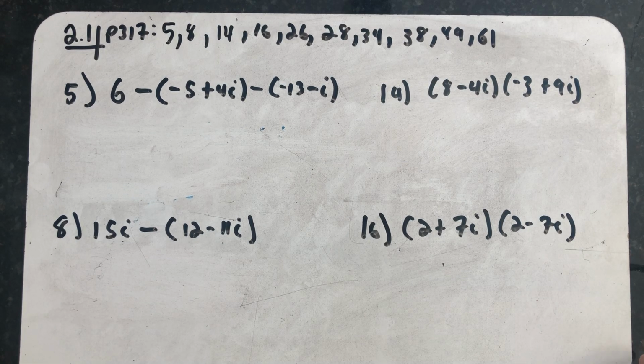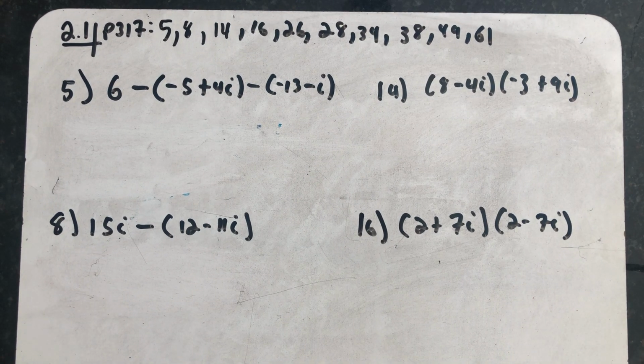Let's do some problems out of section 2.1 of our textbook that help us work with complex numbers. So I want to do these problems off page 317. We'll start with these ones. So here, number 6, the instructions on the first few here are to add or subtract as indicated and write the result in standard form.